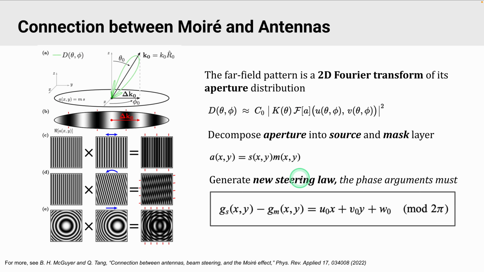Therefore, we go back to the fundamentals and look at the definition of directivity. As we all know, the far field pattern is a Fourier transform of the aperture field distribution. And the aperture field can then be decomposed into a source layer and a mask layer with multiplication. We can derive a new steering law: the phase arguments of the source and mask layer must satisfy this simple formula to collimate a plane wave.